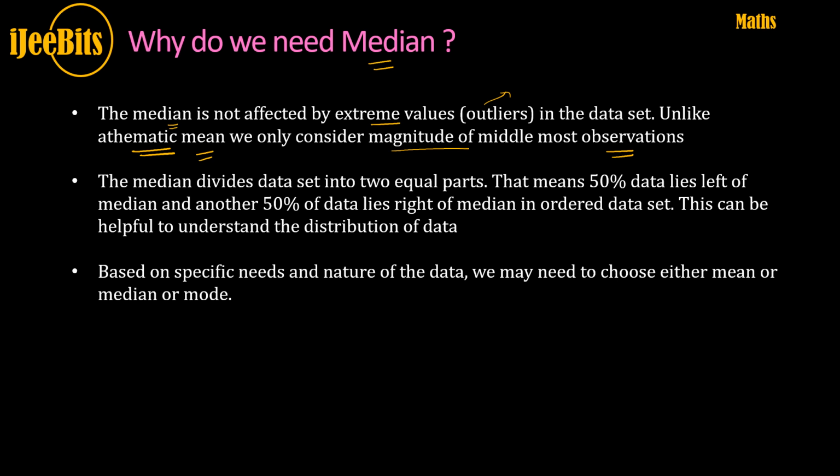Next one, we know that the median divides the data set into two equal parts. So this means 50% of data lies left to the median, and another 50% right to the median, in the ordered data set. What this means is, whenever you want to divide the data equally into two subsets, obviously the median is one best method. Second thing, this also helps you understand how the data is distributed, left to the Q2 and right to the Q2. These are the two things that you can get from the median. Say as a note, consider this point: based on the specific need and nature of the data given, we may need to choose either the mean, median, or mode.